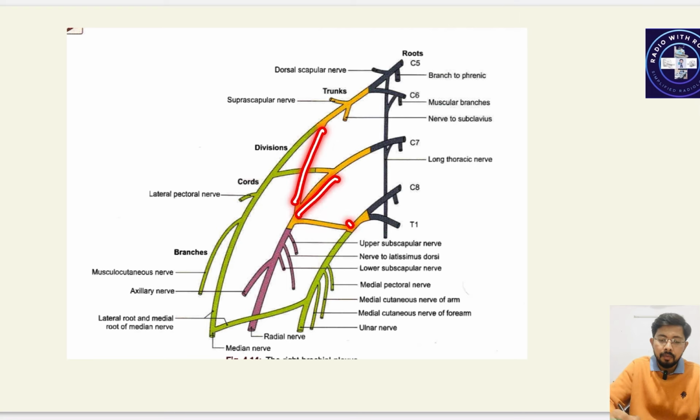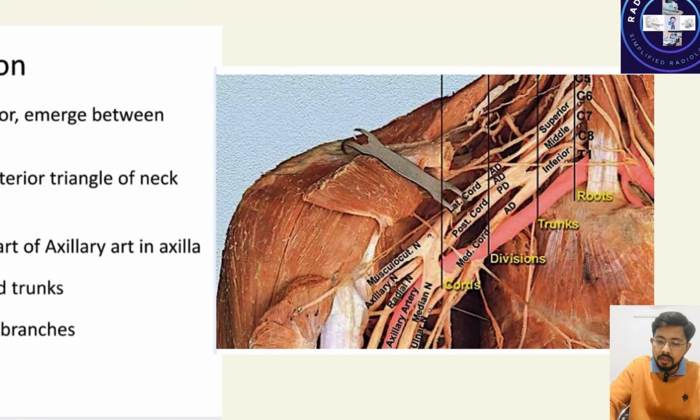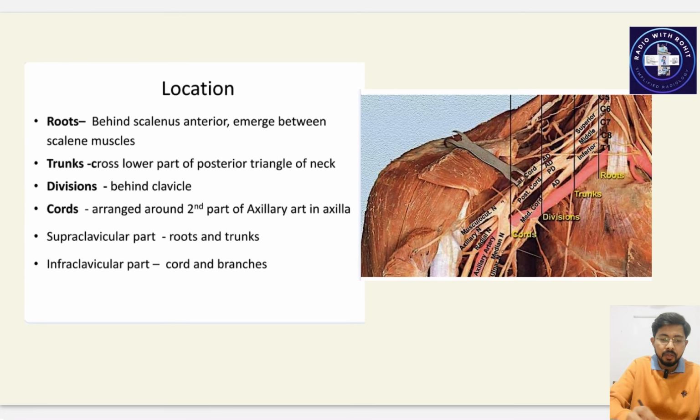Now the posterior cord will give rise to the upper subscapular nerve, the nerve to latissimus dorsi, the lower subscapular nerve, the axillary nerve and the radial nerve. So the question is, where is the location of each particular component of the brachial plexus? The roots are lying somewhere in the scalene triangle, behind the scalenus anterior, and emerge between the scalene muscles.